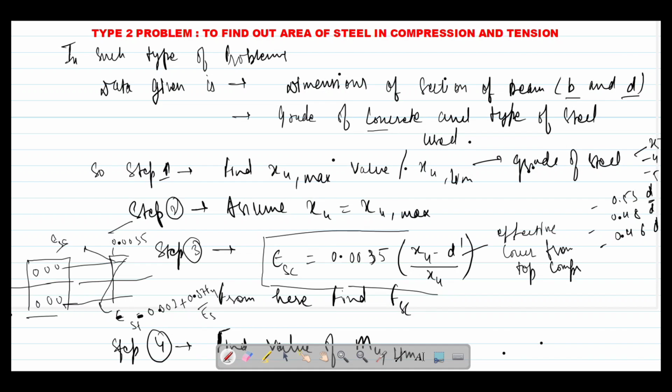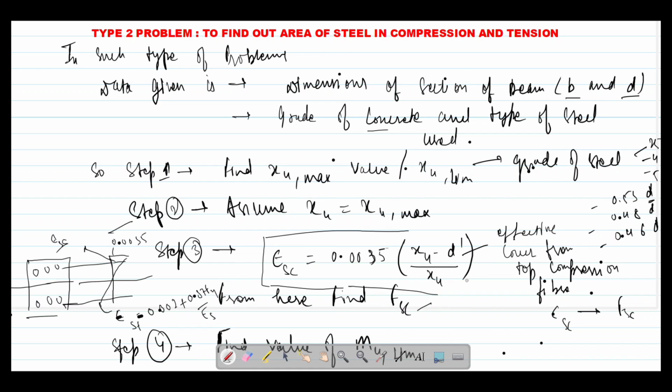Here d dash is nothing but the effective cover from the top compression fiber, and XU is as we have calculated, XU equal to XU max, so we'll put the value here and obtain some strain value. There is a chart in which for every strain value a stress value is given. If the strain value matches that chart, then we can directly read off the FSC value, that is the stress in the steel in compression.